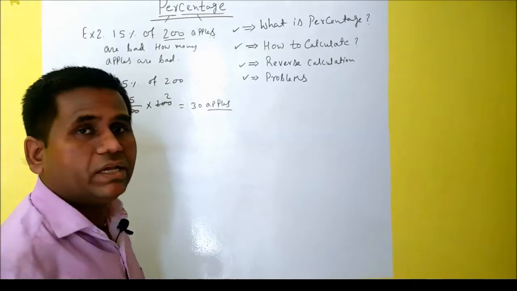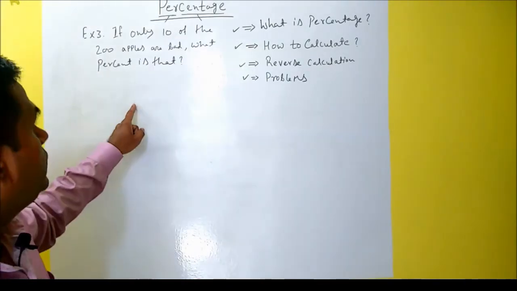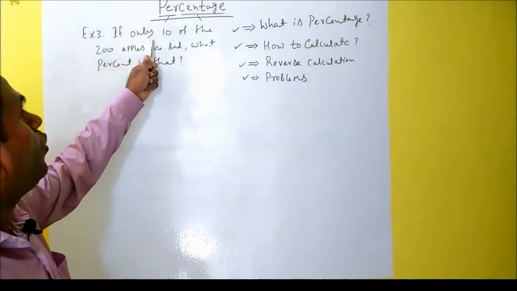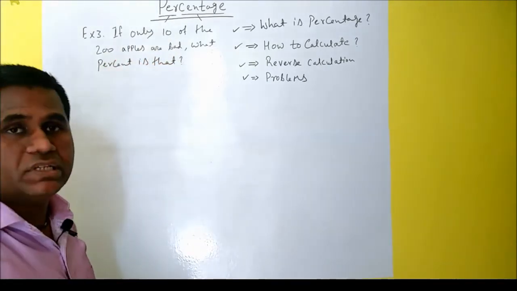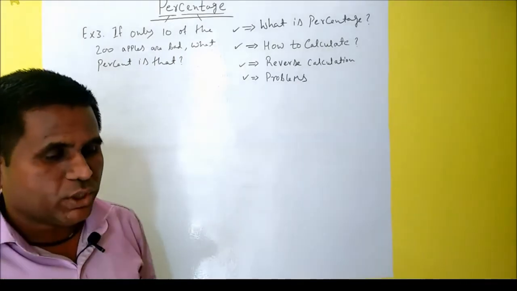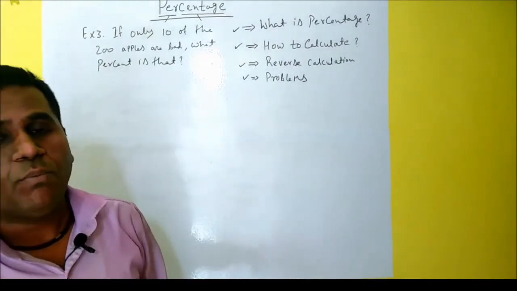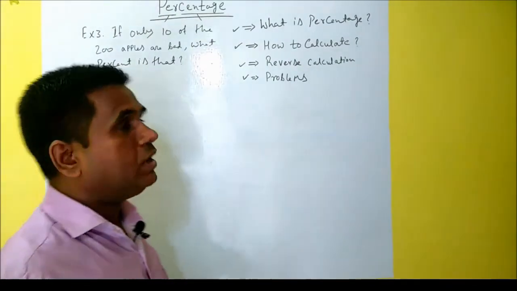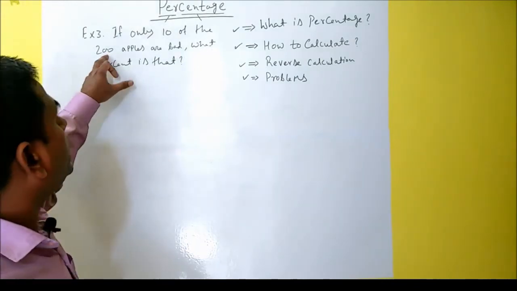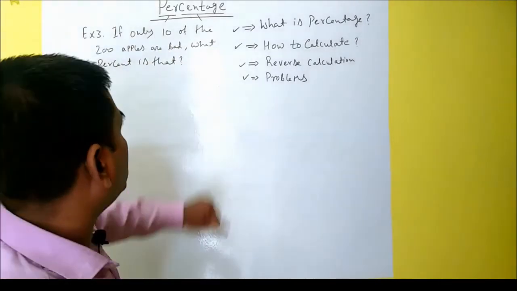Okay, now let's take another example. So we will now be solving example 3. In this example, it says if only 10 of the 200 apples are bad, what percentage is that? So in this question, if you see, we have to calculate the percentage, and the number of apples is given. Okay, so the total number of apples is also given, 200, as well as how many apples are bad, that is also given.